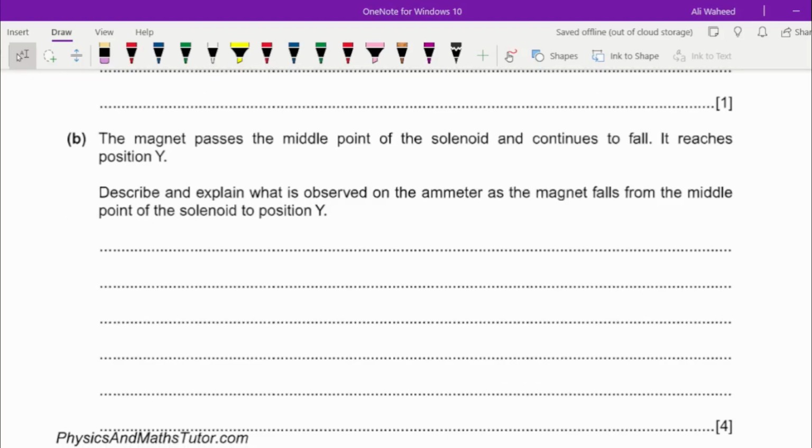So if you remember, we studied a topic, a magnet falling through a solenoid, and over there we explained the way EMF is induced and the magnitude of the induced EMF and how it varies with the motion of the free falling magnet.